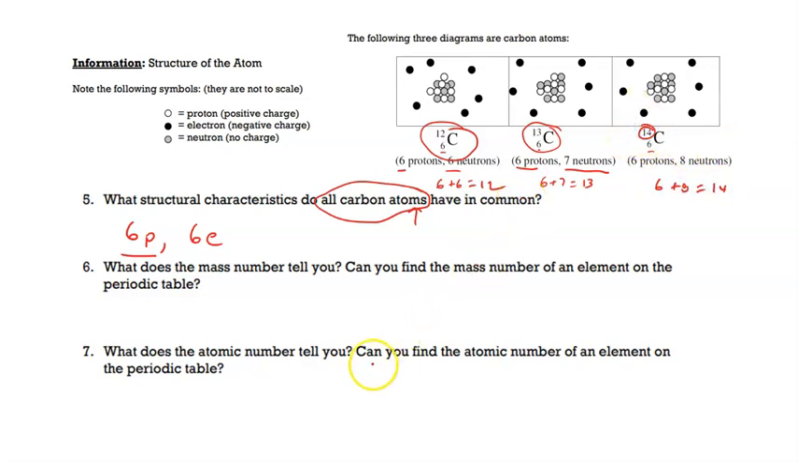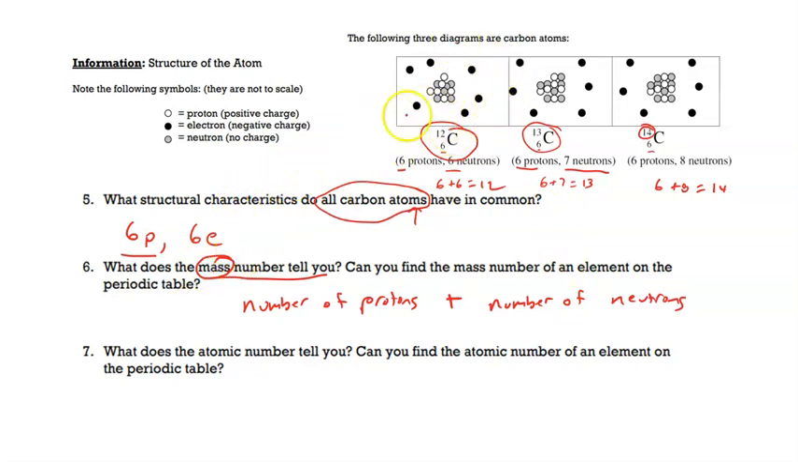So the mass number tells us the number of protons plus the number of neutrons. Now, I want you guys to notice that the mass is not accounting for the number of electrons. And the reason for that will come up in the next section. So mass number is the number of protons plus the number of neutrons.